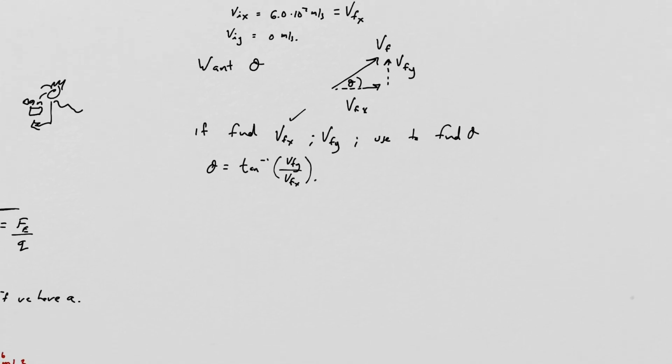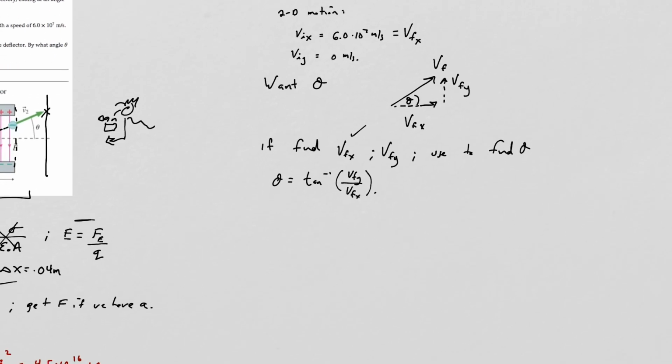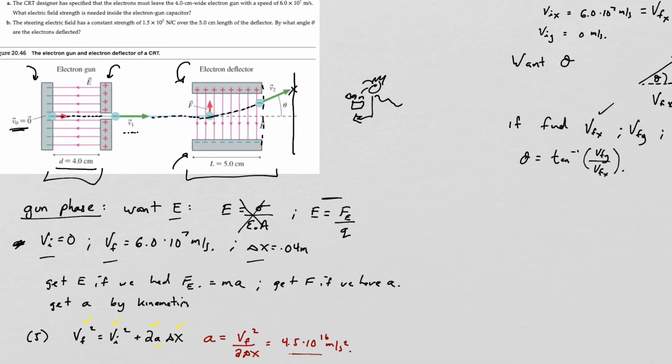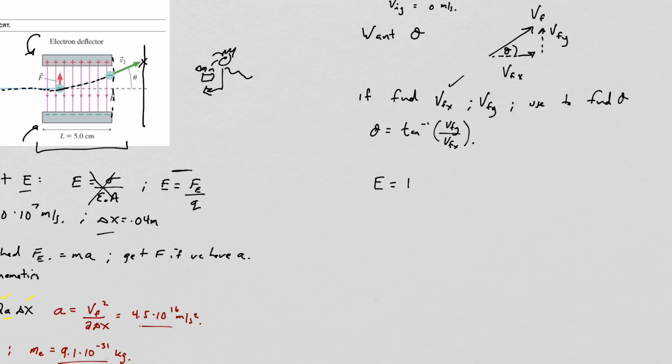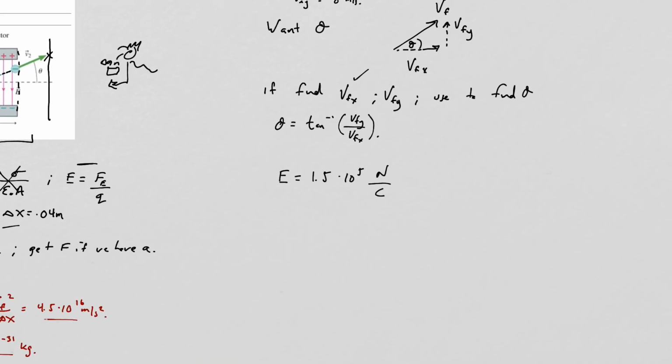Now, if we only knew v final y, then we'd be ready to rock and roll. Well, what is producing the force? The electric field is producing the force. And they tell us in part B that that electric field has a 1.5 times 10 to the 5th newton per coulomb over that region, which means we can use the electric field to find the electric force that these electrons feel. And then if we knew the electric force, we can find the acceleration. And if we know the acceleration, then we can get v final in the y. Namely, it's almost the exact backwards of what we did last time.